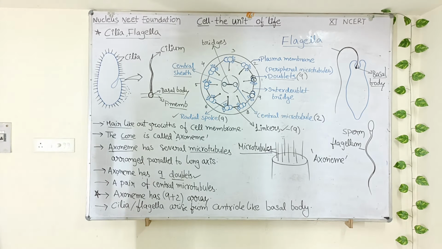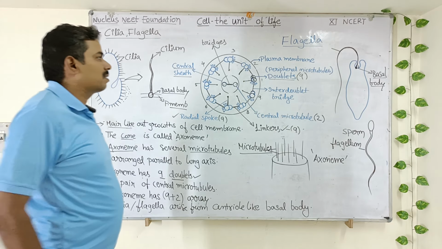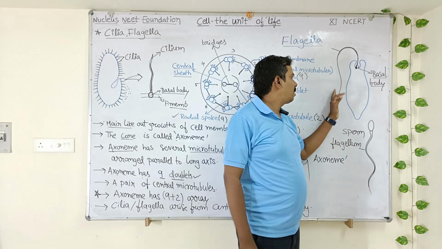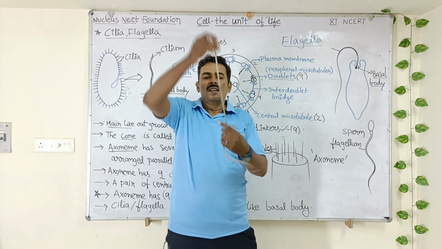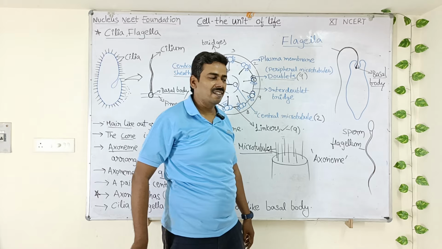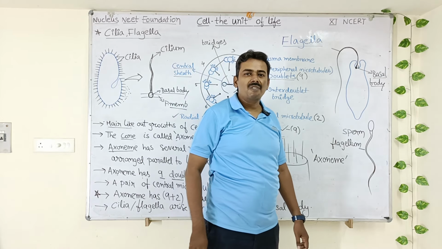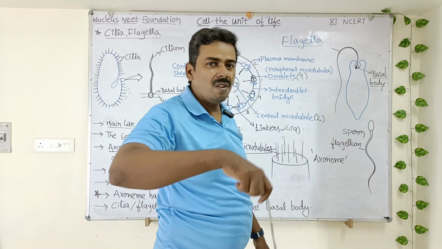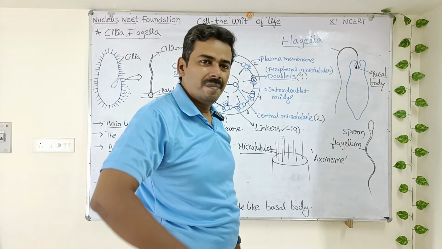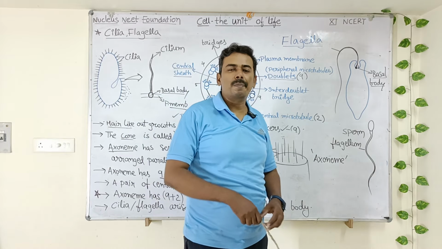Then how does a flagellum in a eukaryotic cell move? It may be Euglena or... This is flagellum, a long whip-like structure. Can you hear the sound of whiplash? This is called whip cracking.